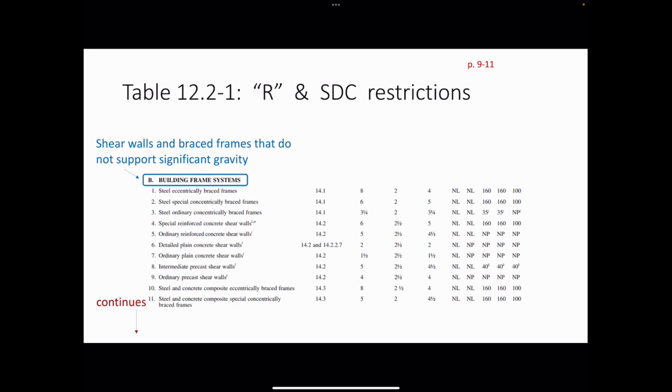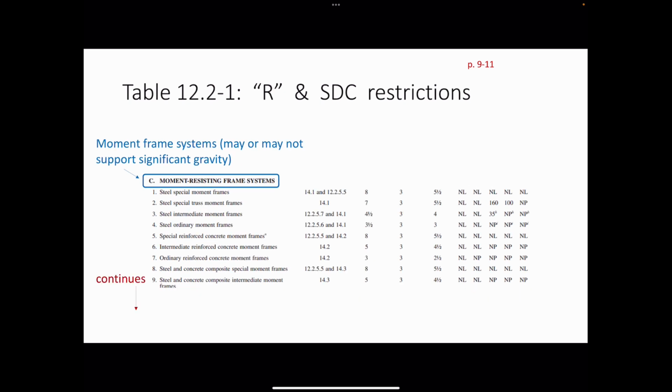All right, so bearing wall systems, building frame systems. Next is moment resisting frames. So that's in category C. That'll be on the second page of this table.